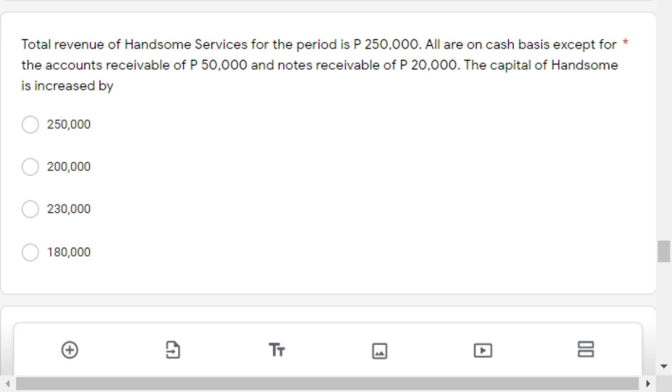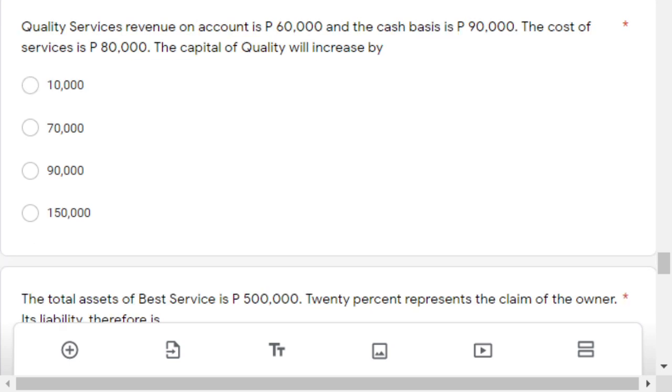Next is quality services revenue on account is 60,000 and the cash basis is 90,000 pesos. The cost of services is 80,000. The question is, the capital of quality will increase by. So, again, mag-increase lang yung capital kapag merong income. So, let's compute the income.